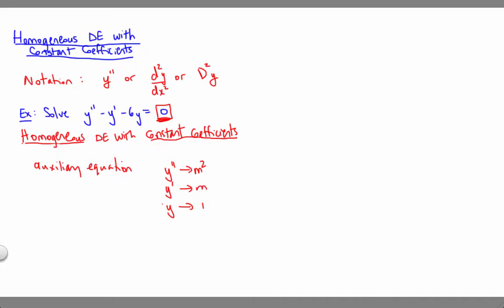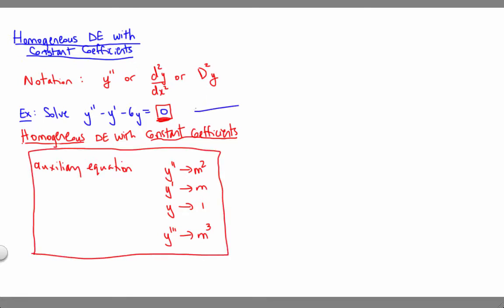And if we had higher derivatives in here, we could figure this out in a similar way. So if we had, say, y triple prime, for example, in our DE, that would be replaced with an m cubed. So whatever the order of the derivative is, we're going to replace that derivative with the appropriate power of m.